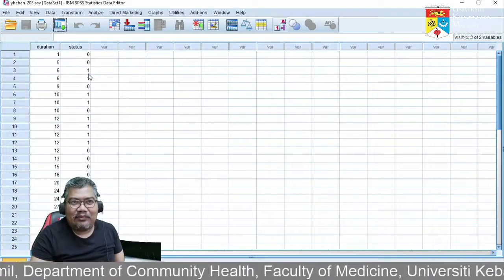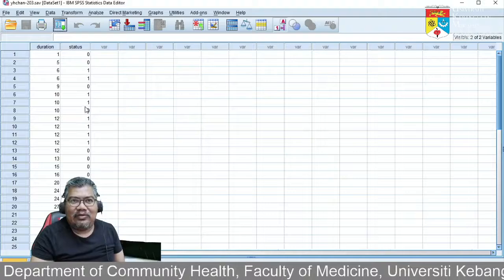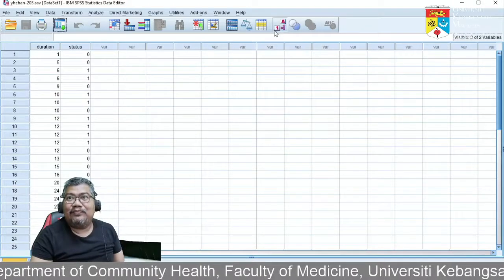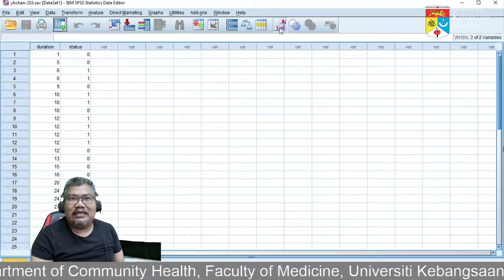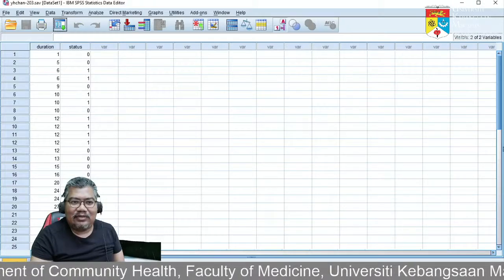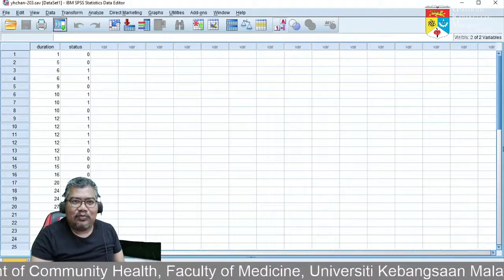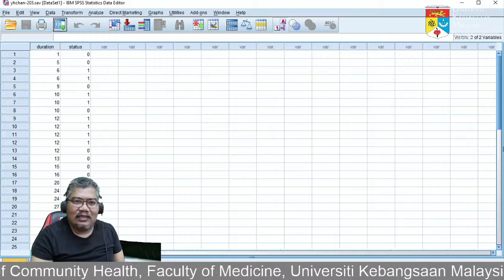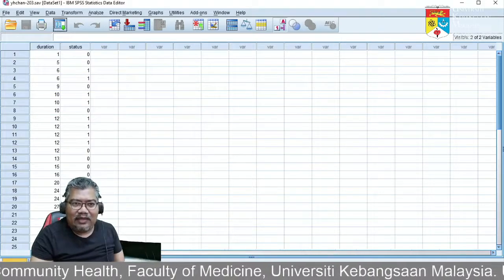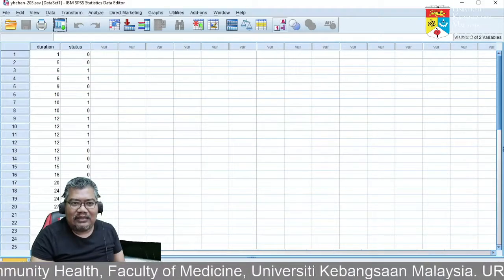Those who reached the endpoint were coded as 1. Those who did not reach the endpoint were coded as 0. As you can see here, the label is not there. So if you want to code, you should put the code 1 as endpoint, then the 0 as censored.